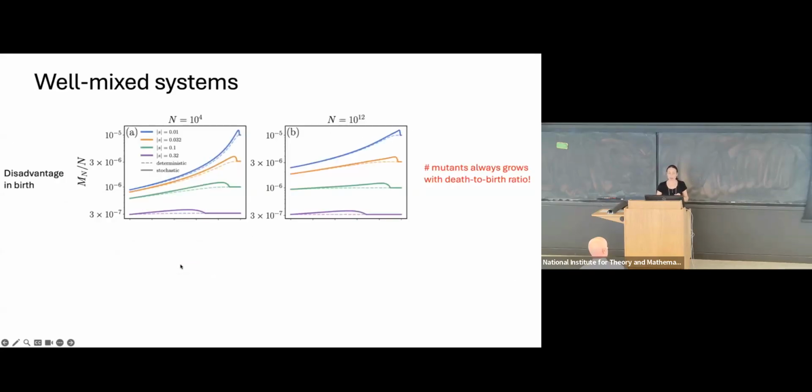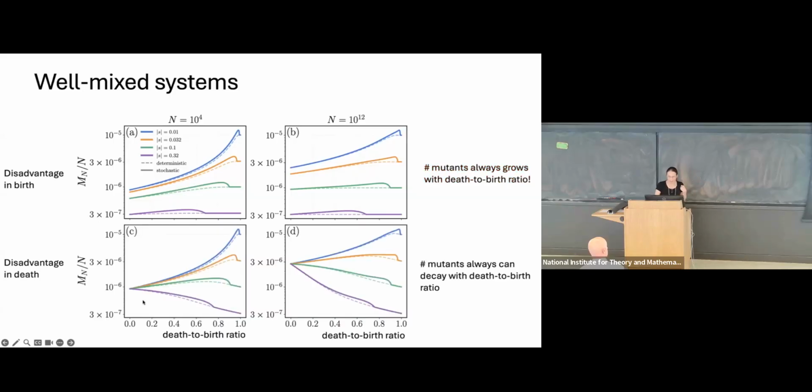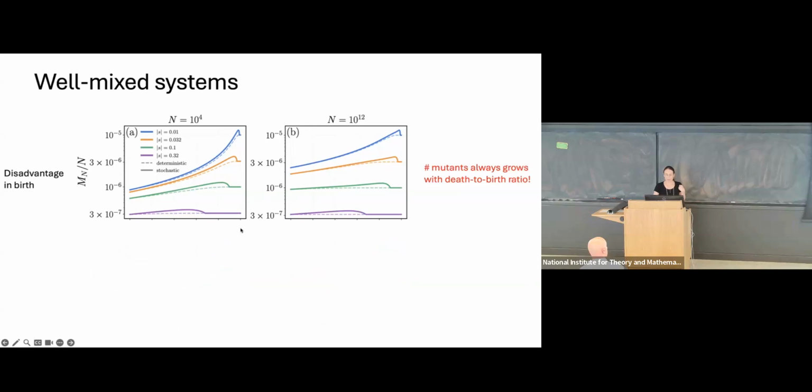Okay, so let's see what happens to the number of mutants as a function of death to birth ratio. I forgot to mark the horizontal axis. This is death to birth ratio: no death, high death. You can see that if the mutants are disadvantageous, the number of mutants grows with death to birth ratio. That was our simple intuition. Increase death, it takes more cell divisions to get to size n, so you will have more mutants. So the simple intuition holds in this well-mixed system.